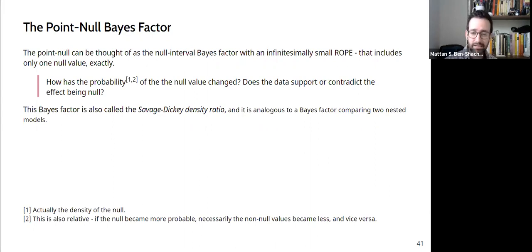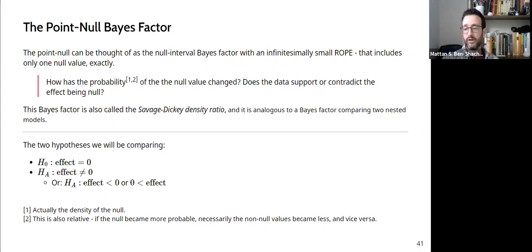And it is analogous to a Bayes factor comparing 2 nested models. Okay, so if you've compared a model with some parameter to a model without a parameter and gotten a Bayes factor, this Bayes factor is analogous to that. So they should be mostly interchangeable. And this one is a lot easier to compute. So that's an advantage for this. Again, we're comparing 2 hypotheses. All right, we always need to remember that Bayes factors are always comparing between 2 hypotheses.